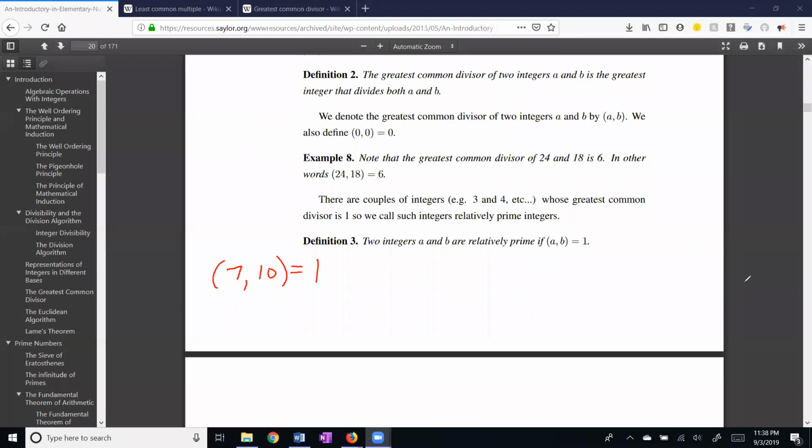7 and 10 are relatively prime. The only common divisor for 7 and 10 is 1. The greatest common divisor for 8 and 15 is 1. Notice that the numbers themselves do not need to be prime. It is certainly the case if you take two prime numbers, the greatest common divisor is 1.